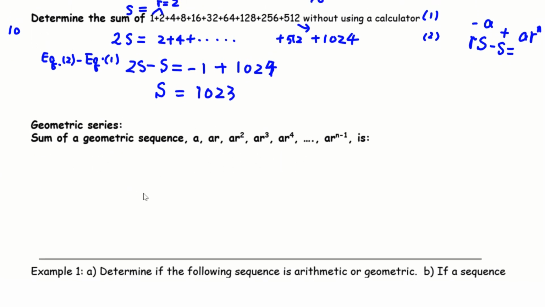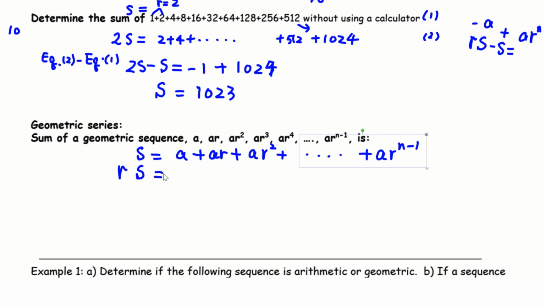So the sum S equals a plus ar plus ar squared, and so on until the last term. Then we want to cancel all the middle terms out, so we use r times S. You will find that a times r gives you ar, and ar times r gives you ar squared. Then continue.